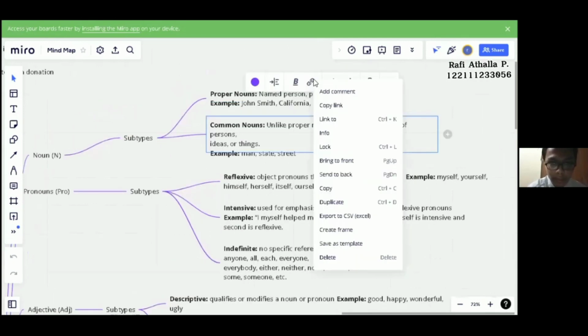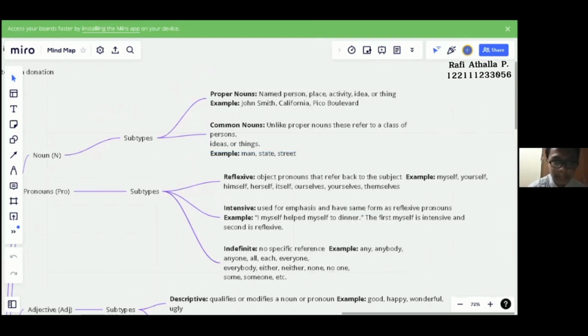And then there's also the common noun. Unlike a proper noun, this refers to a class of persons, ideas, or things. Examples: man, state, street. And then there's also pronoun. What is a pronoun? A pronoun is a type of word that replaces a noun. Pronouns include words like she, you, him, them, this, and who.